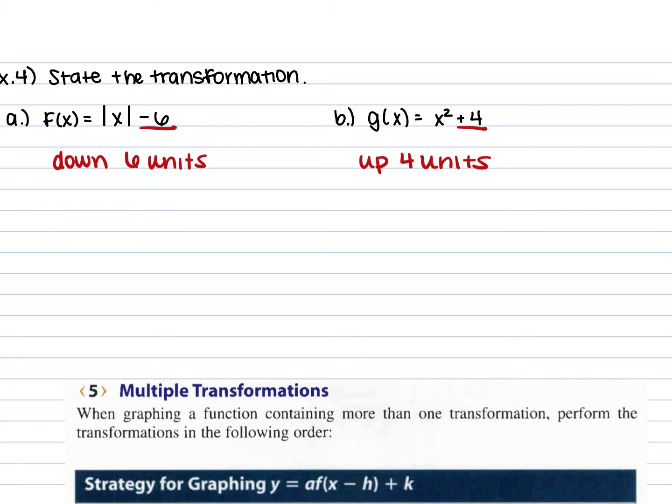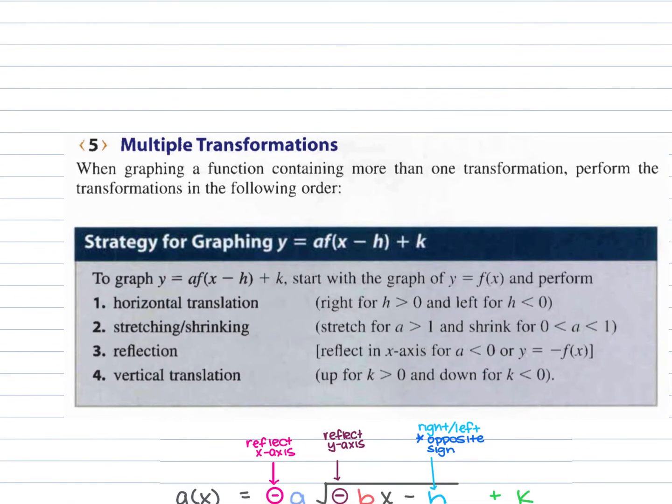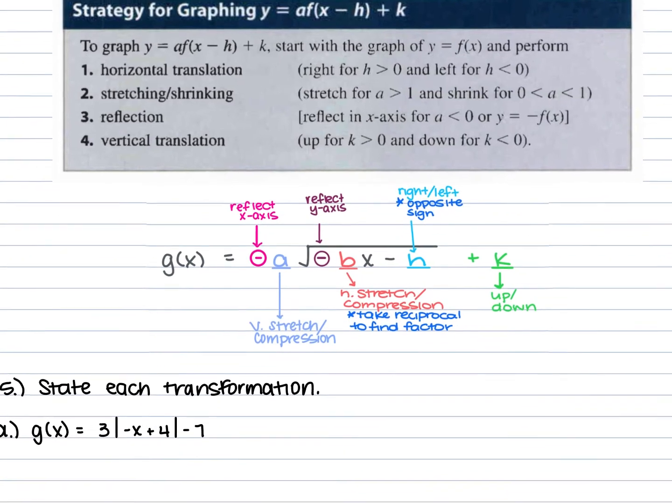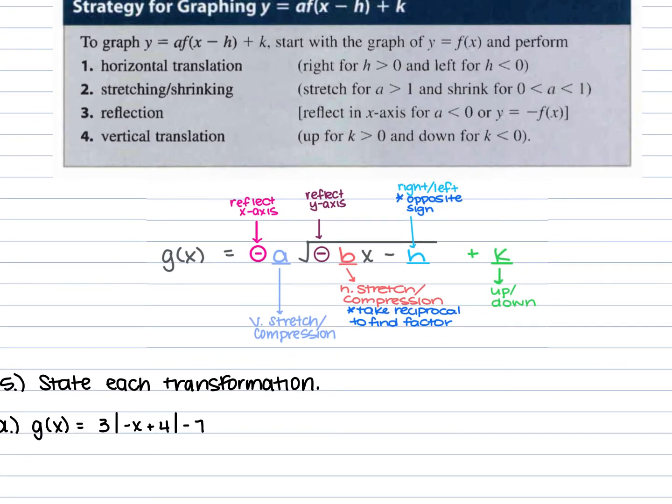The last part of your lesson goes over multiple transformations within one function that's given to you. If I were you, I would memorize what I have here. This g of x is equal to negative a square root negative bx minus h plus k. This gives you literally every single transformation you can be dealing with.